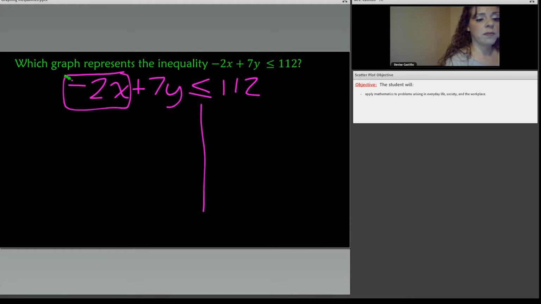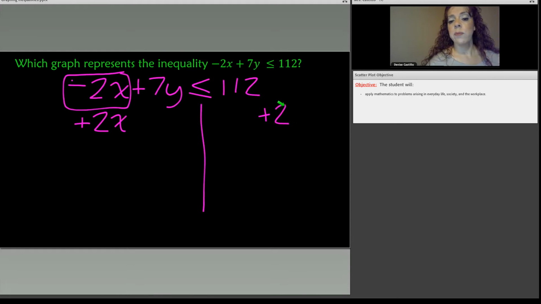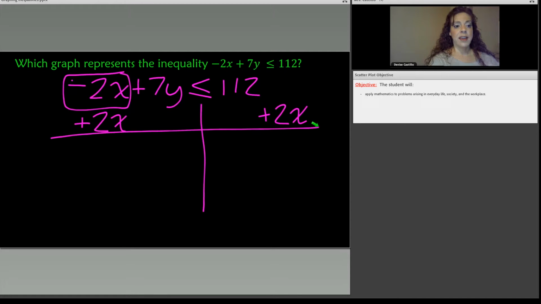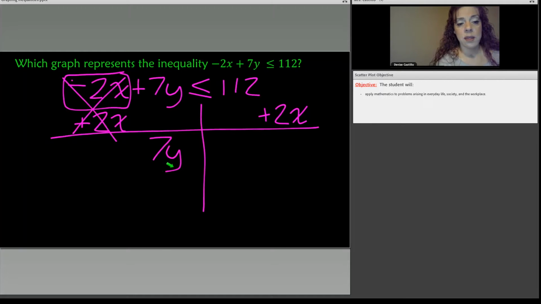Okay. So on the left-hand side, that crosses out. Now let's bring everything down. So we have 7y is less than or equal to, and I'll write 2x first, plus the 112.